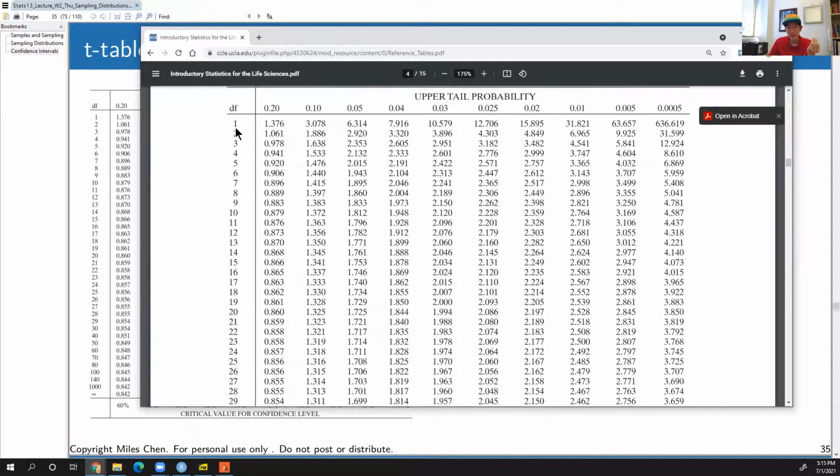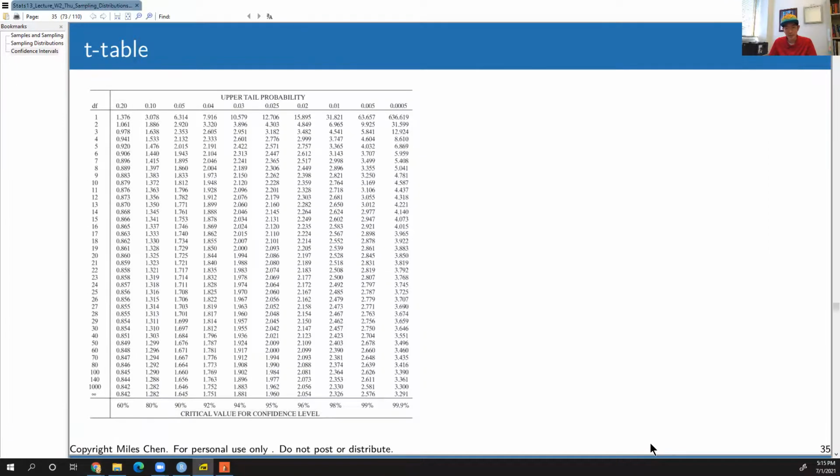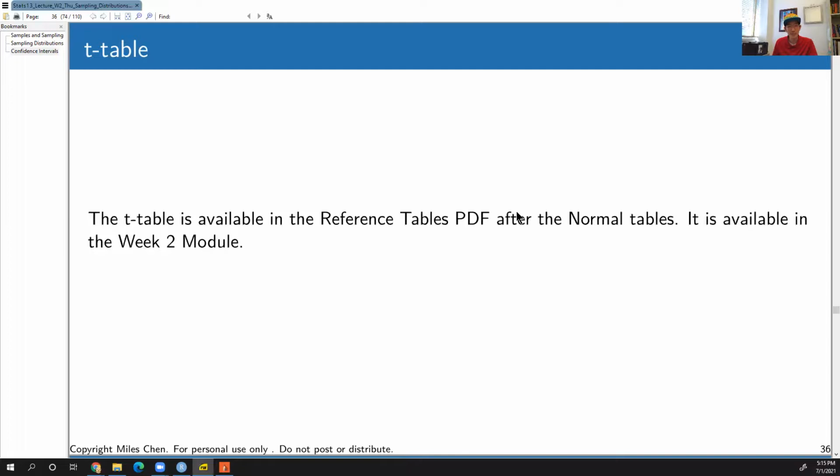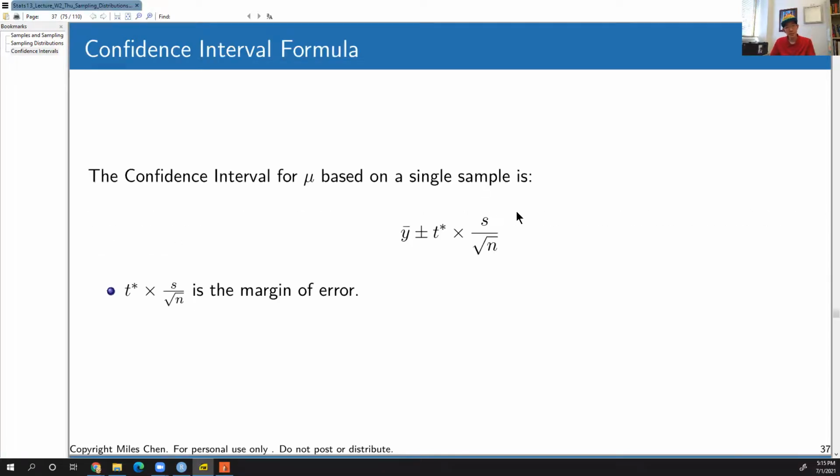Well, if you have only 1 degree of freedom, meaning your sample size is 2, your compensation factor has to be much bigger, 12.7. I would not recommend trying to do a confidence interval based on a sample size of 2. It's just probably not a good idea. Okay, so let's try this out.